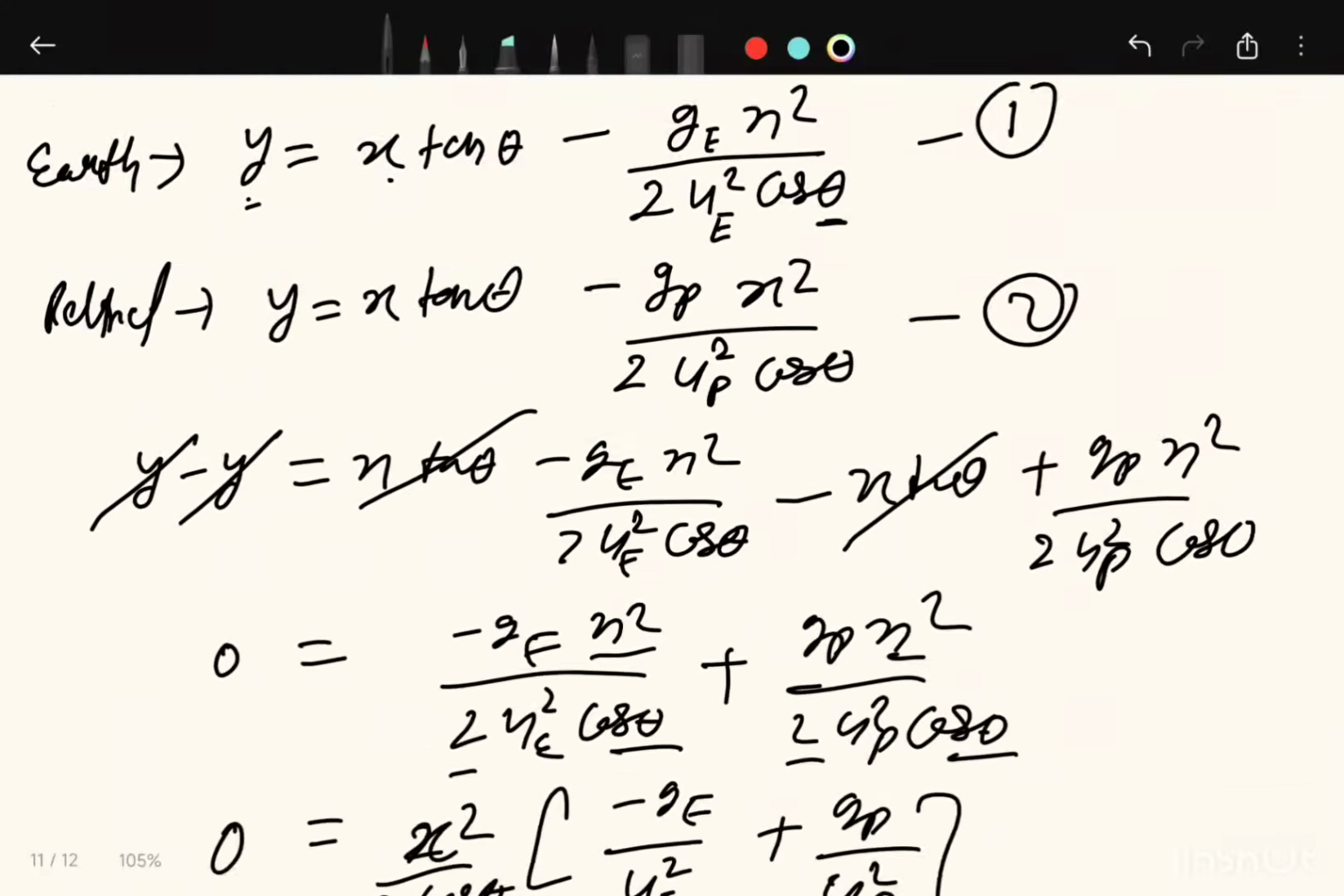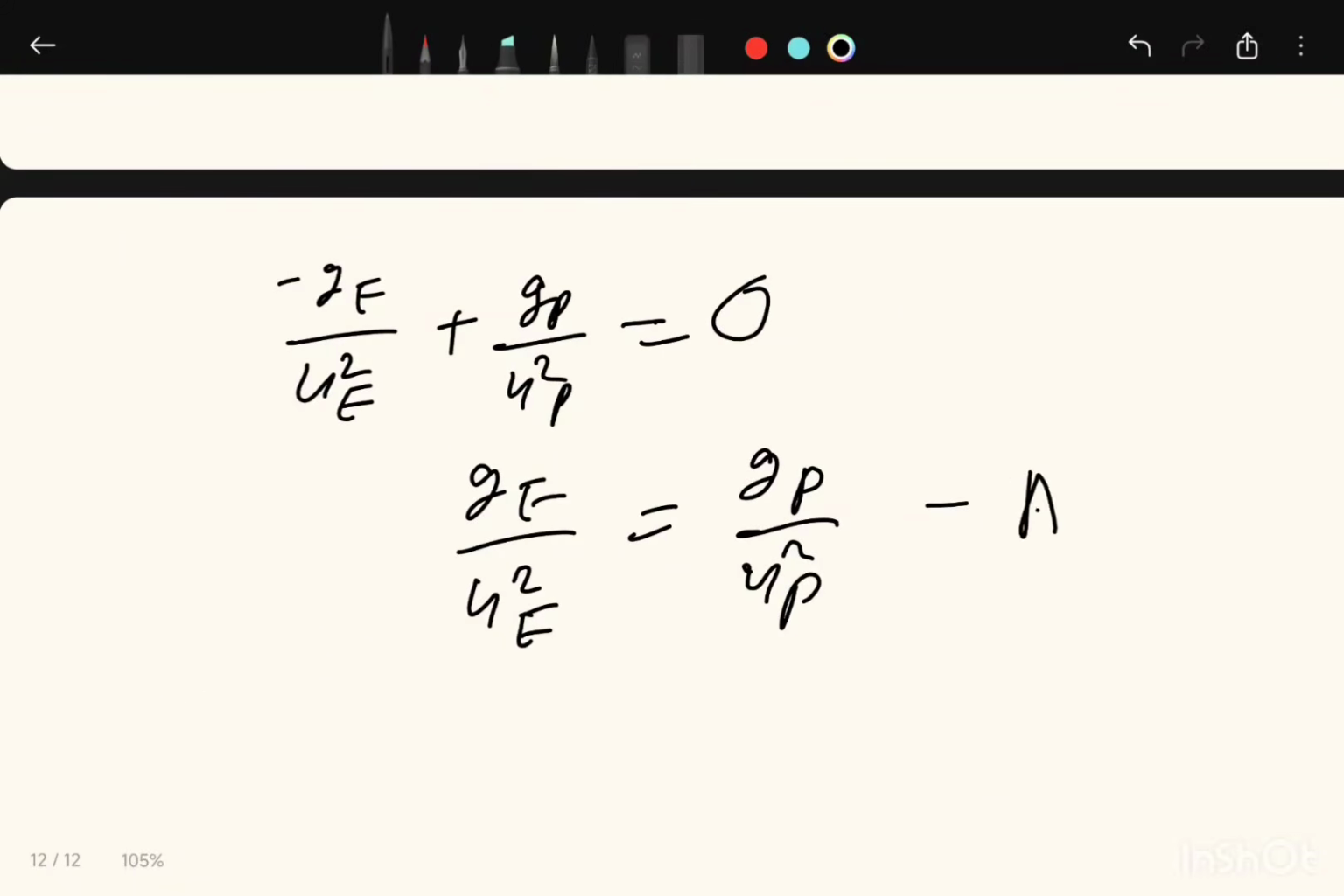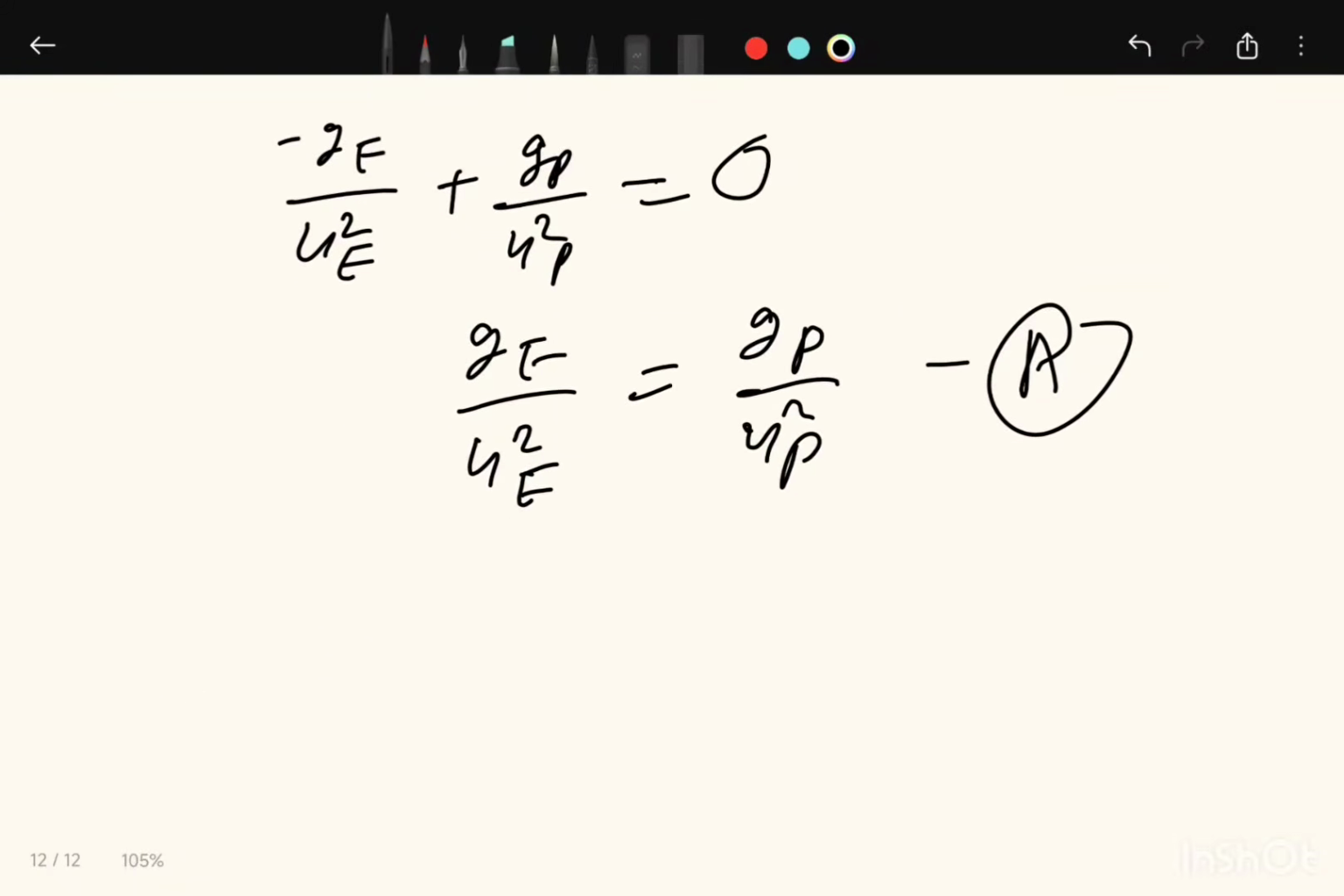So we have all the values. We know that Ge is given to you, g is 9.8. Ue, the velocity of your projectile on Earth, is given as 5, so 5 square will be 25. Gp we have to find out, and up is given to you as 3, so it will be 3 square, that will be 9, right?